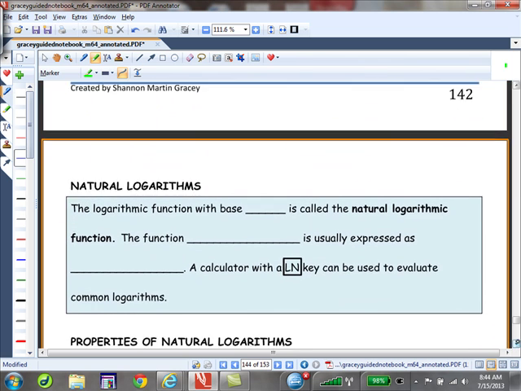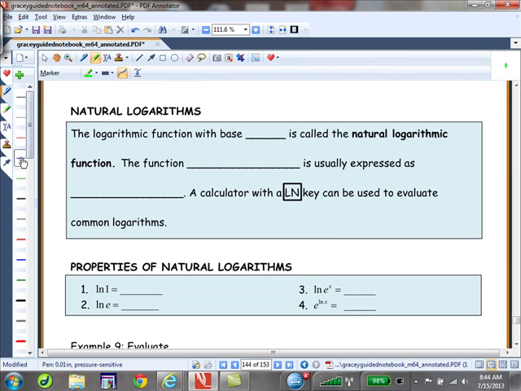Now, natural logarithms are used quite a bit in higher math. The logarithmic function with base e is called the natural logarithmic function. The function f of x equals log base e of x is usually expressed as f of x equals natural log of x. So a calculator with a natural log key can be used to evaluate natural logarithms. Again, you'll have to work with your calculator to see if you need to press the ln key first before the value or after.